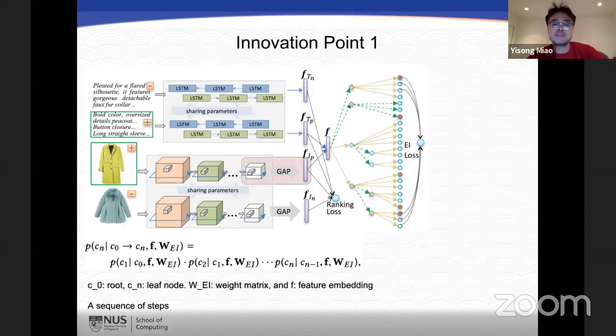So how do they implement this idea? They implement it in this model, and I will elaborate on it for you. I didn't understand the picture.